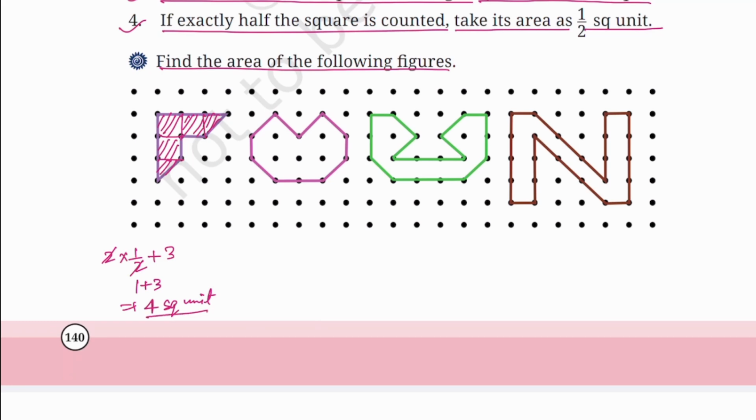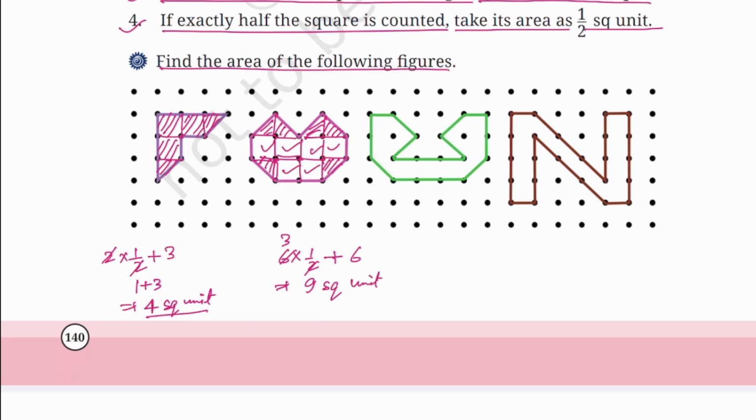Similarly, for the second figure, 1 half, 2 half, 3 half, 4 half, 5 half, and 6 half. That is 6 into 1 by 2. And number of complete squares 1, 2, 3, 4, 5, 6 plus 6. The answer is 9 square unit.